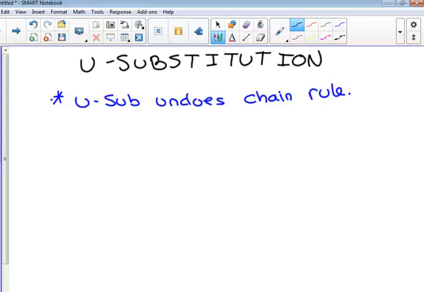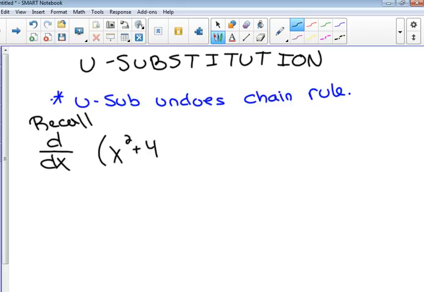u substitution is going to be what undoes the chain rule. Just to give you guys a little review: if I was going to take the derivative of x squared plus 4 to the third, do you guys remember when we had something to an exponent raised to your derivative?